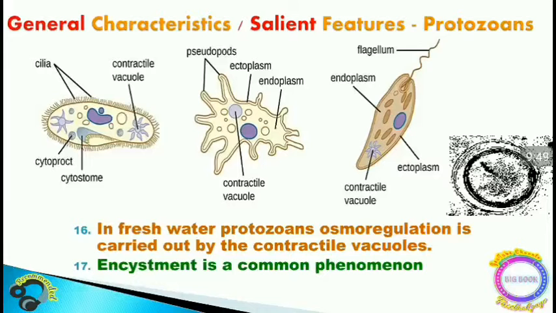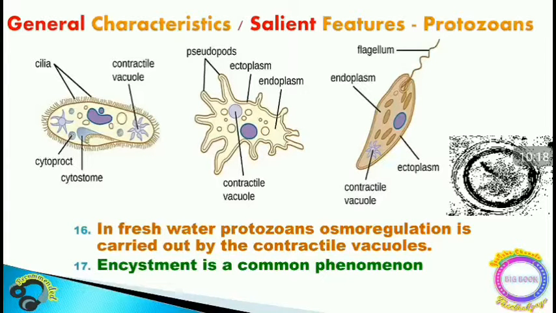Here in this slide you can see the contractile vacuole, how it appears within different unicellular organisms: Paramecium at the left, Amoeba in the middle, and Euglena on the right. They have mentioned all the contractile vacuoles. In freshwater protozoans, osmoregulation is carried out with the help of the contractile vacuoles.